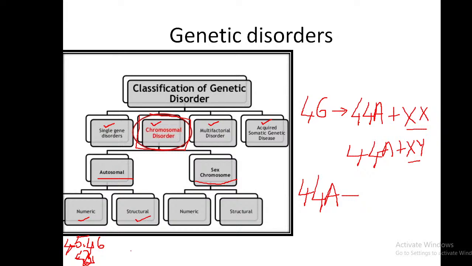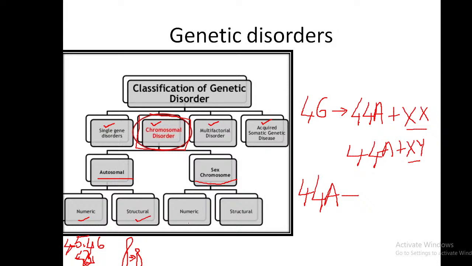If there is a change in structure, for example if this is an autosome, the 12th chromosome, and the structure changes like this, that means a change in the structure of the autosomes. One portion might have been deleted or one portion might have been inserted. So if any change happens in the structure or the size of the chromosome, that's known as structural autosomal disorder.